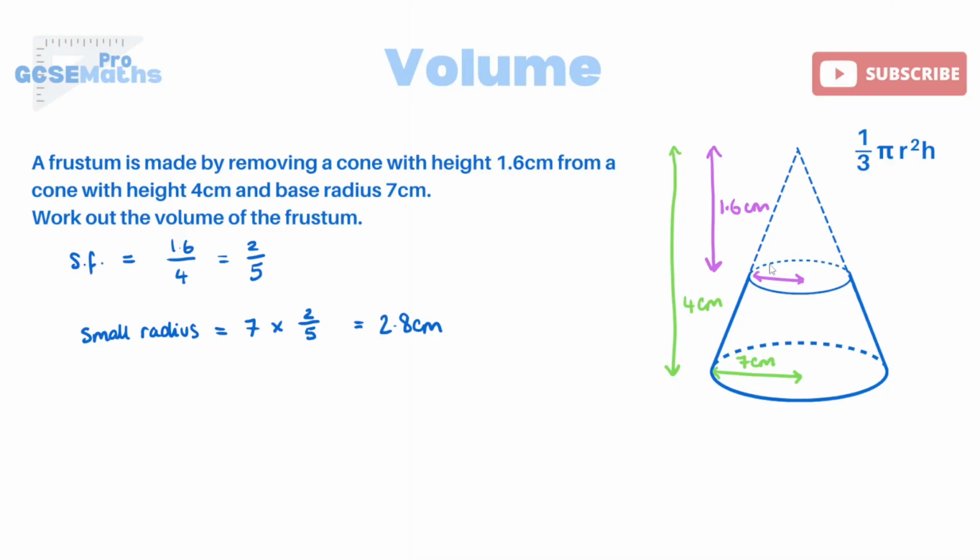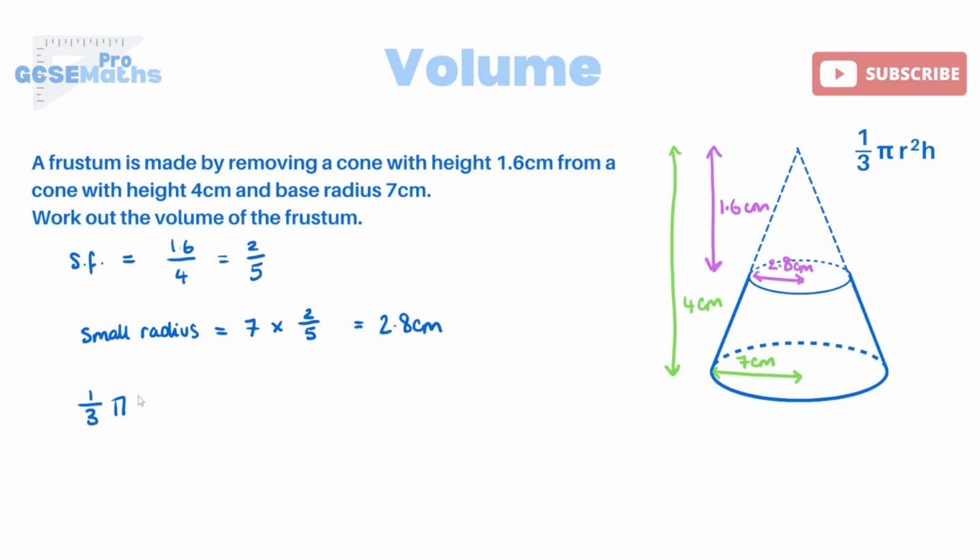Okay, so that's all you need to do. Just figure out a scale factor with the dimensions you do have. The same would work if you knew the radius of the small one and the big one, and then you were missing one of the heights. You could do the same logic. So now I have the information, I can carry on as I did in the previous question.